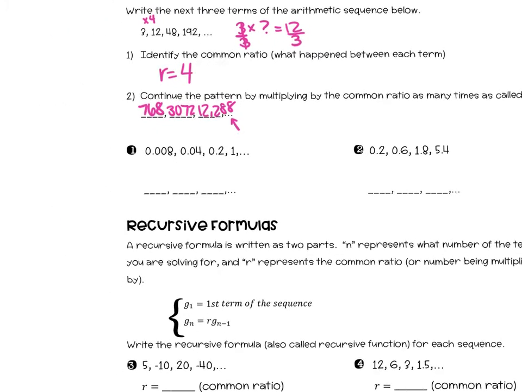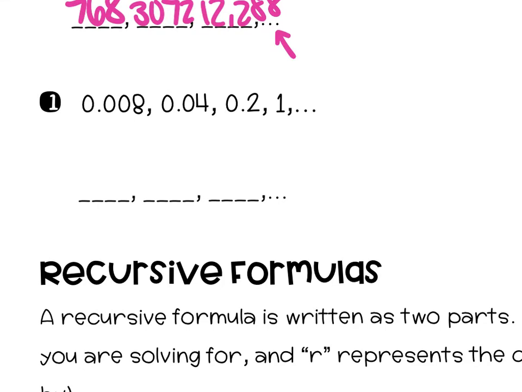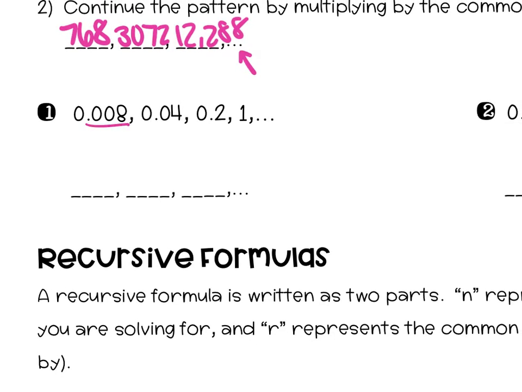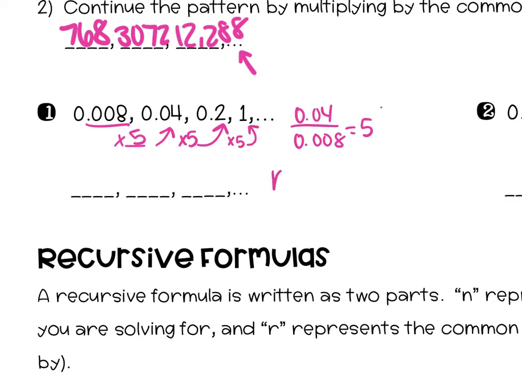All right, so number 1, definitely a little tricky with all these decimals here. So remember, like I said, if you don't know this number times what would equal that, then you can work backwards and divide. So if you do that, you want to divide 0.04 by 0.008, which will give you 5. So that tells you your common ratio, and then always check and make sure that works. So 0.04 times 5 is 0.2, and then times 5 again is 1. So that means our common ratio is 5.